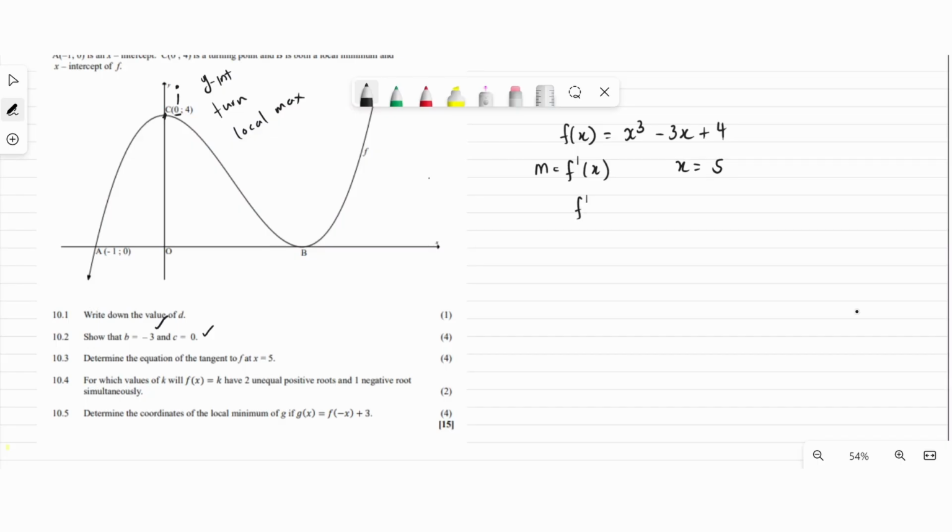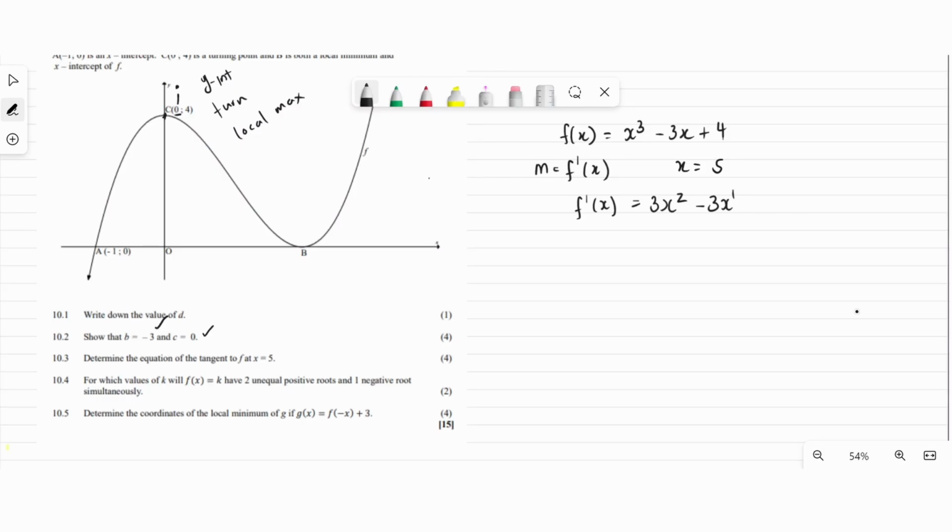So it's going to be f prime. You're going to take the 3 to the front, so it's going to be 3x. Then you're going to say 3 minus 1, which is going to give me 2. Then you're going to take the 1 in front here, which is going to be 3 multiplied by 1, which gives me 3. Then x here is going to be what?